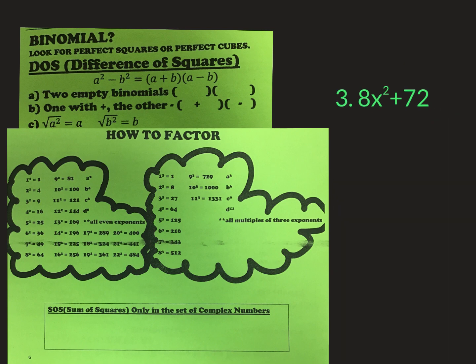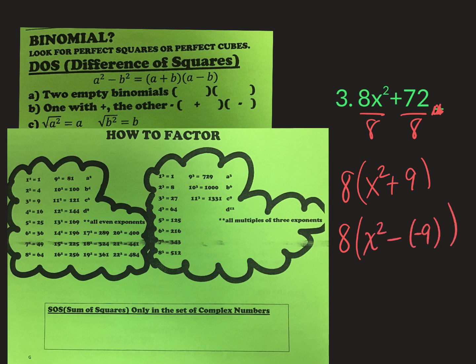On to the next. Looking at question 3, 8x squared plus 72, I do notice something different about this one compared to the other ones. I do have a common factor. 8x squared and 72 have the common factor of 8. So I'm going to divide both of those by 8. And that would give me 8 times the quantity x squared plus 9. I'm going to rewrite this. This is a sum of squares, so I'm going to rewrite a sum of squares as a difference of squares. That is still 8 times the quantity x squared plus 9.